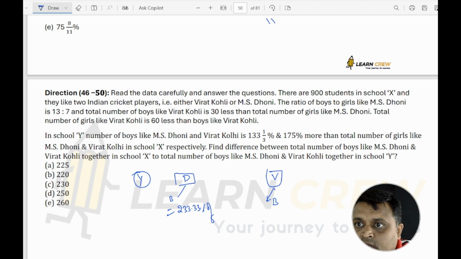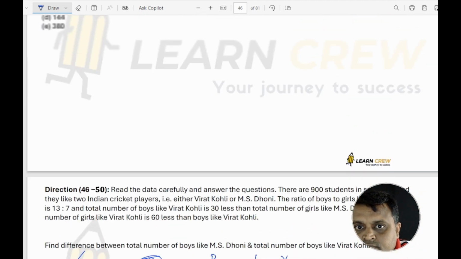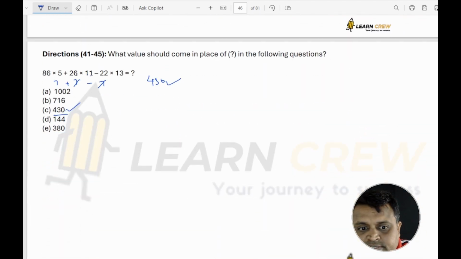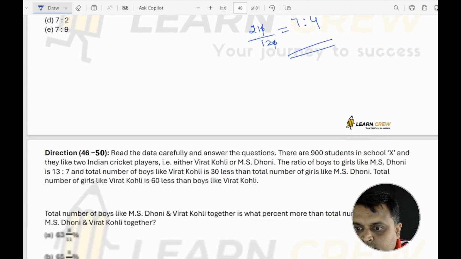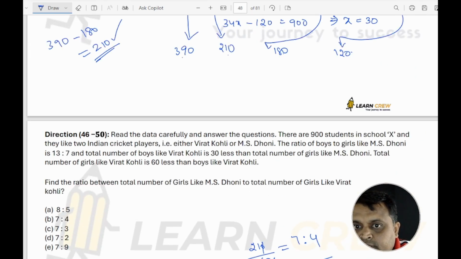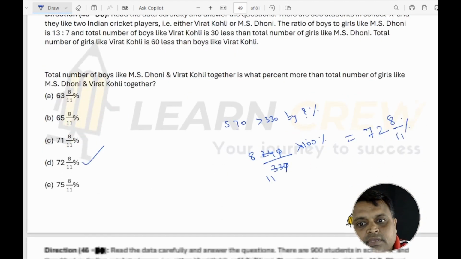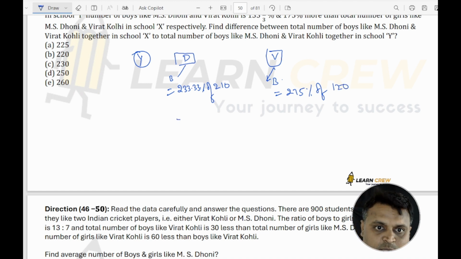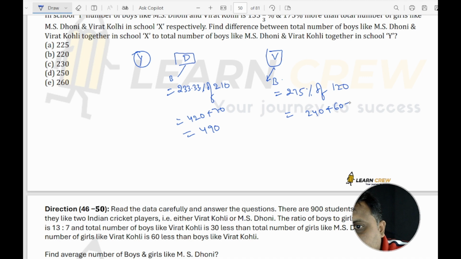How many girls are liking Dhoni in school X? Already we calculated, it is 210. Similarly, it is 175% more, so boys liking Virat would be 275% of girls liking Virat. Girls liking Virat is 120. So this figure is double 420 plus 1/3 of 210, which is 70, giving 490. And this one is double 240, plus 15% is 60, and half of that is 30. So it is 330.